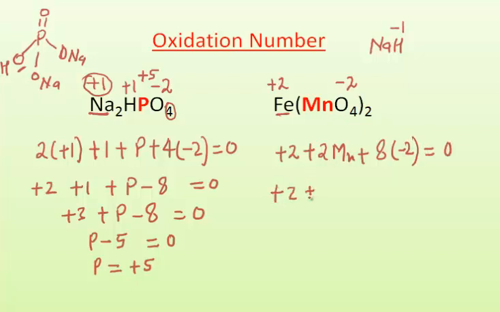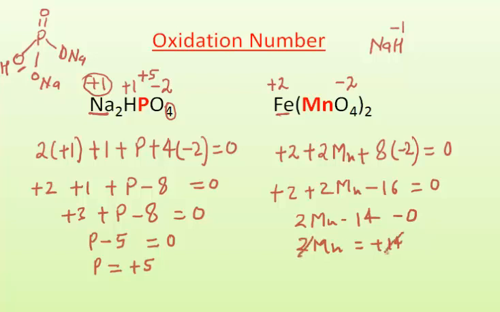Now we do the calculation. Plus 2 plus 2 Mn atoms and 8 × 2 = 16 is equal to 0. And now we can do the calculation further. Plus 2 minus 16 is equal to minus 14. Here we have 2 Mn minus 14 is equal to 0. We can transfer minus 14 to the right side, we get 2 Mn atoms is equal to plus 14. Now we can divide 14 by 2, 2 × 7 = 14, here we have Mn is equal to plus 7. Well, the oxidation number of the Mn atom in this compound is plus 7.